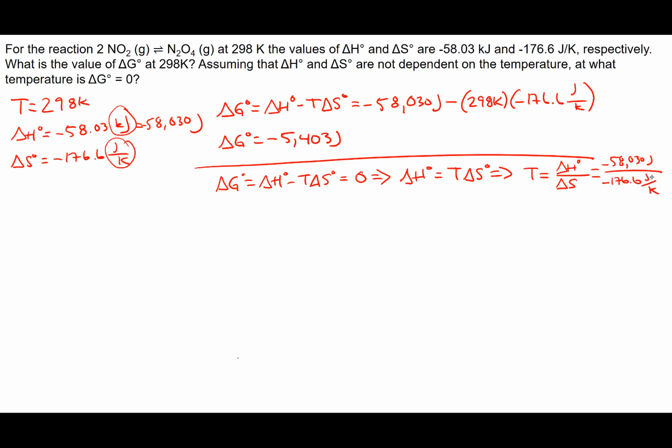We should cancel out the joules, and we'll end up with Kelvin. And then the temperature is going to be 329 Kelvin in this case. And so that's how you determine the temperature at which delta G is equal to 0.